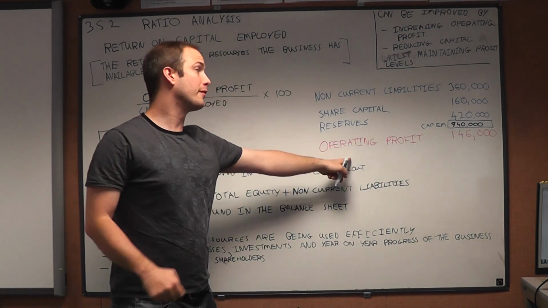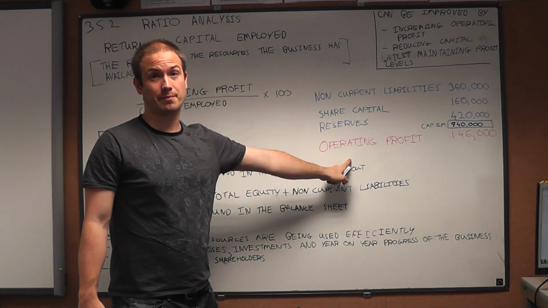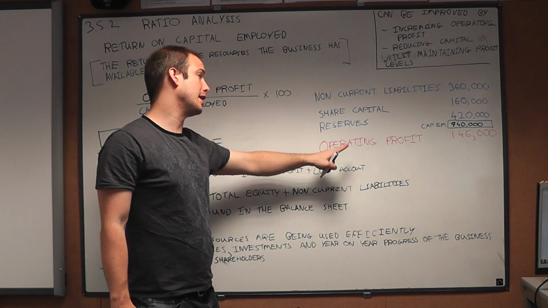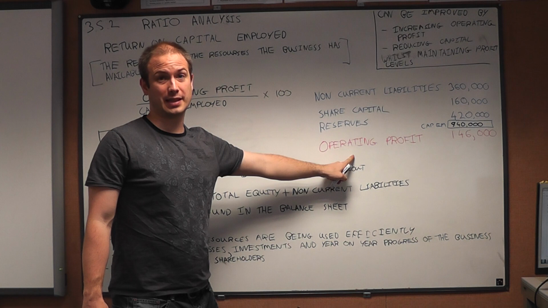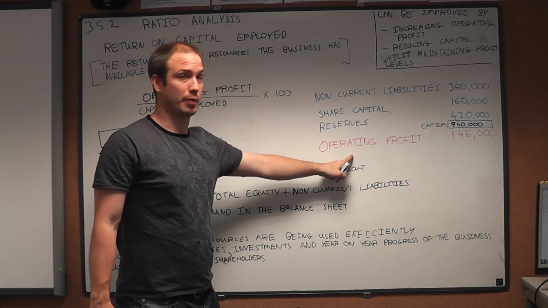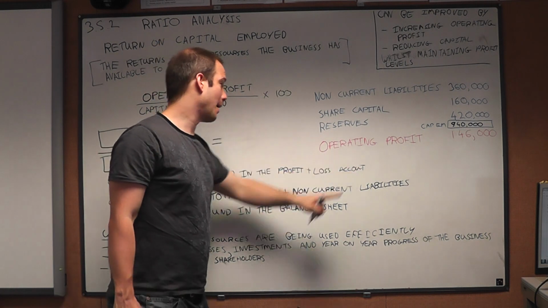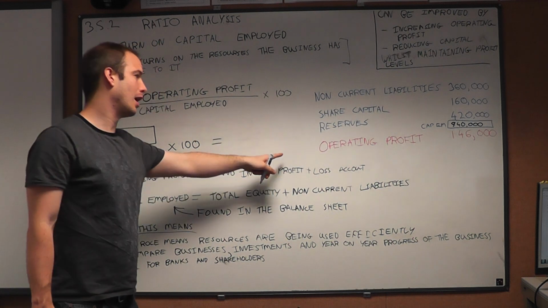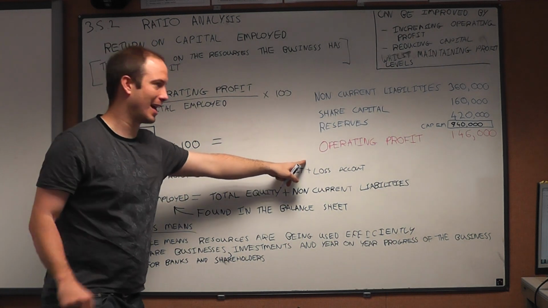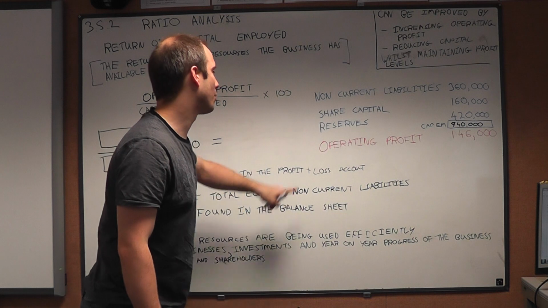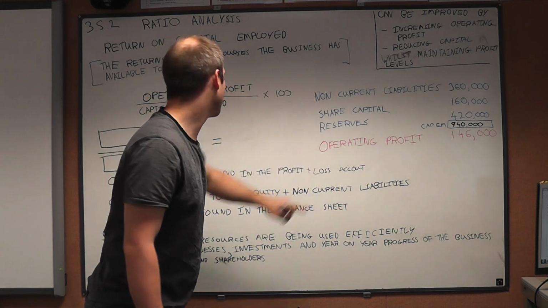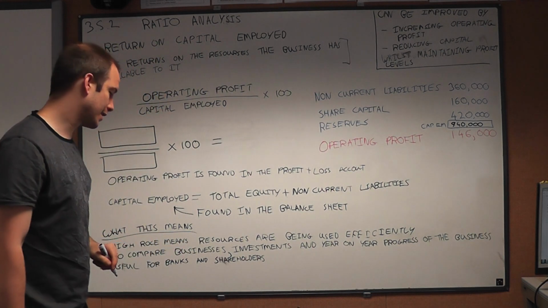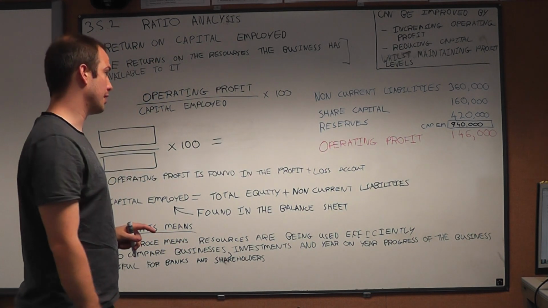And provided with that, we've also got the operating profit. So the profit after the cost of sales and the overheads have been taken away, but not before tax. Before tax, I should say. Okay, so operating profit is after the cost of sales and the overheads have been taken away. So let's put that into this equation.